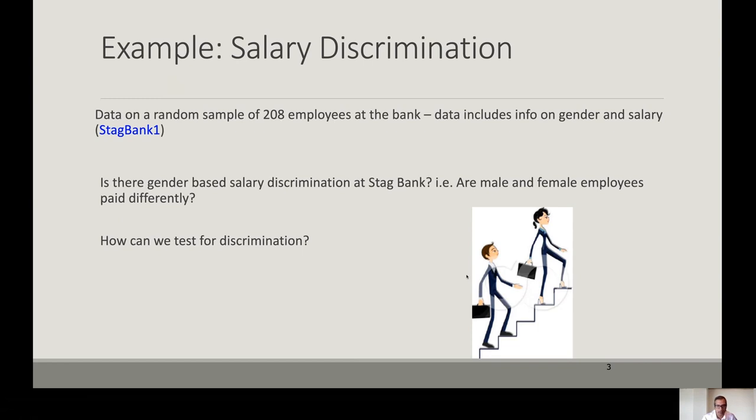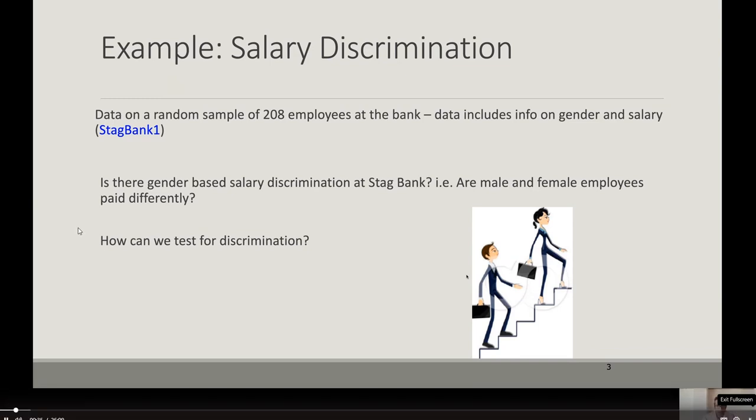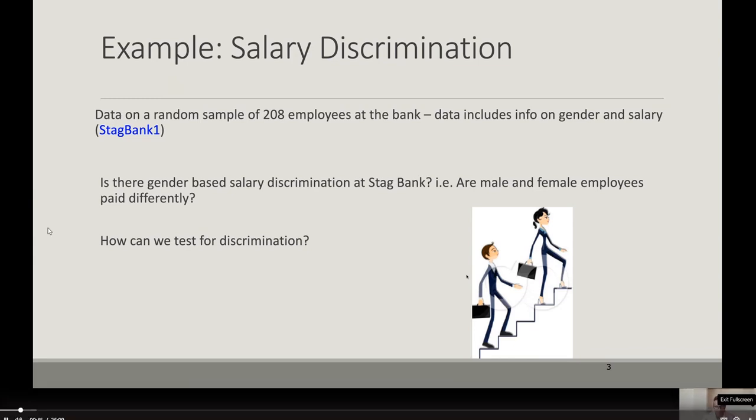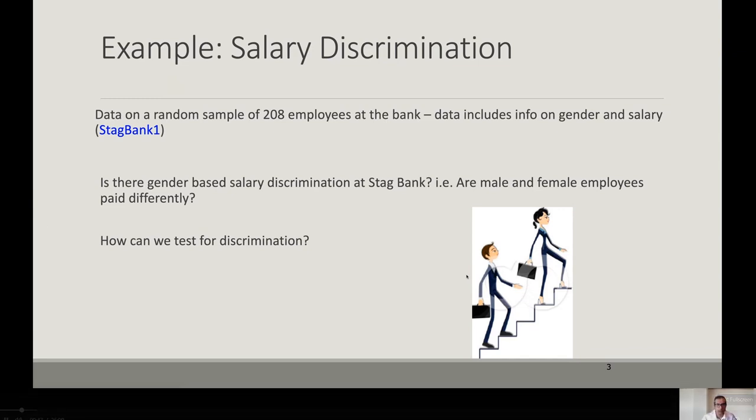The example is that we are trying to figure out if there is salary discrimination between male and female employees at a bank. This bank is named Mythical Bank. It's called Stag Bank. I have provided 4 different Excel files for you, named Stag Bank 1, Stag Bank 2, Stag Bank 3, and Stag Bank 4, with more and more data that we will be using for our analysis.